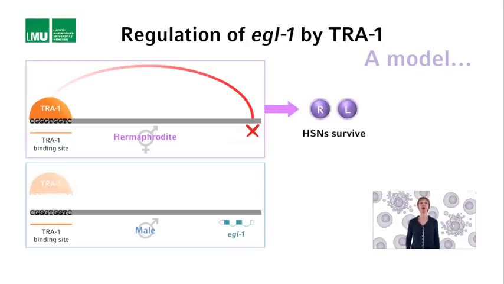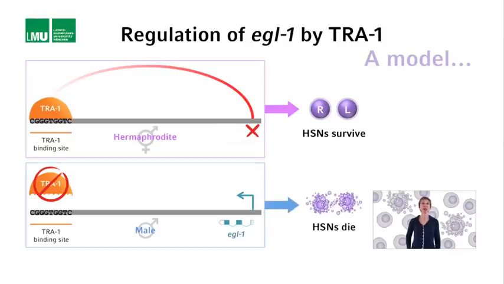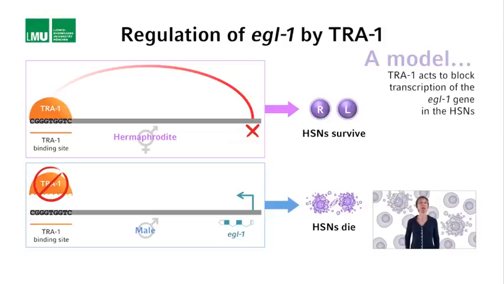In males, the level of TRA1 activity is too low to bind to the TRA1 binding site downstream of the EGA1 transcription unit. Consequently, EGA1 transcription is activated most likely through the action of a HSN-specific transcriptional activator of EGA1. By the way, this HSN-specific activator has so far not been identified. In the context of EGA1 transcriptional regulation, TRA1 therefore has anti-apoptotic function. Genetically speaking, it acts to block the activity of the pro-apoptotic EGA1 gene in a specific type of cell, the HSNs, and hence has anti-apoptotic activity.